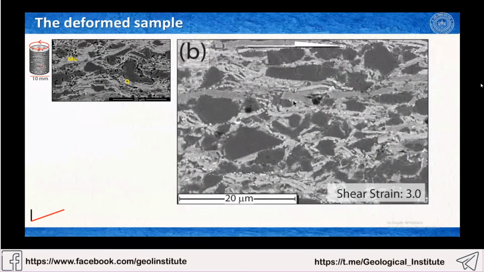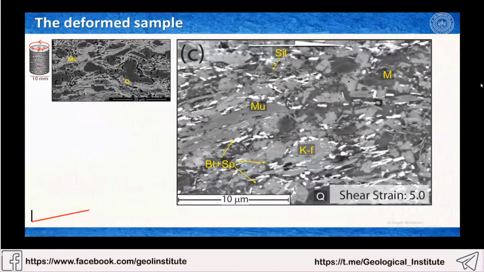We see some little white dots here, so now some new guests in the microstructure. We'll see later what these are. But again, we see that muscovites are getting broken here and there. If we go to the next increment, this is shear strain 5, we see that from the initial microstructure to here, we have a significant change. Shear strain 5 means it has been deformed for 5 hours. And through some analytical techniques, we figured out that these whitish, the brightest phases that you see here, are some spinels or biotite. They are really submicron.